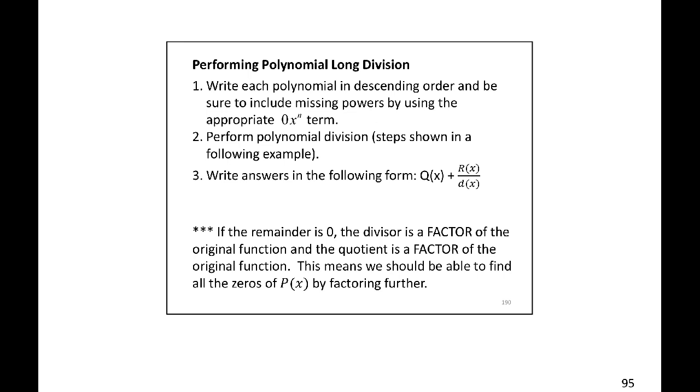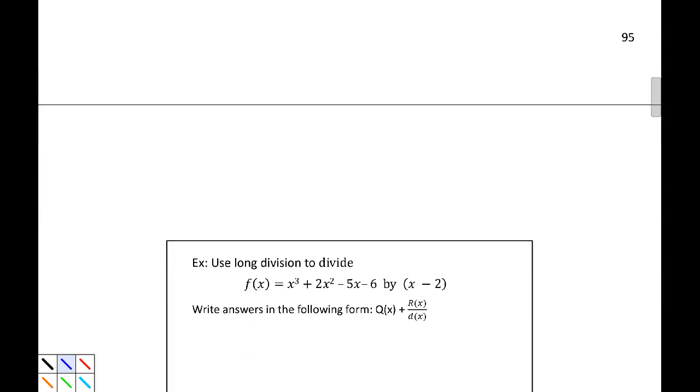And then we want to write our answer in the form q of x, our quotient, plus our remainder polynomial divided by our divisor. And if our remainder is 0, the divisor is a factor of the original function, and the quotient is a factor of the original function. So we should be able to find all the zeros of p of x by factoring further, or potentially using the quadratic formula, if we have a quadratic left. Now let's look at a couple of examples.